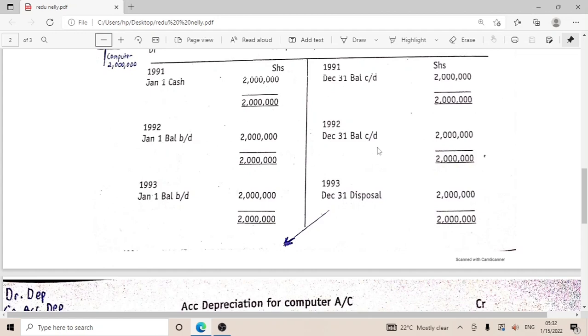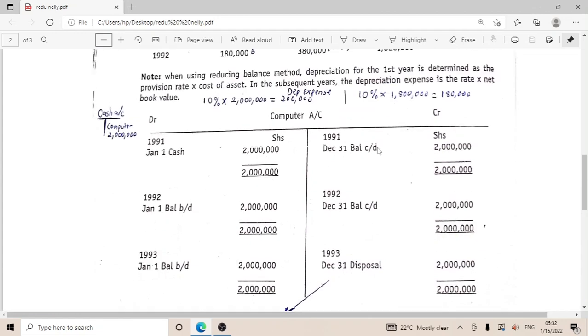Here we are looking at the computer account before it was disposed of. So providing you have more years, you do the same for the other years till you reach the year of disposal. In 1992 it was not yet disposed of, so you still carry this balance carried down to the next year. It crosses over, so in 1993 your opening balance is the balance carried down of 2 million.